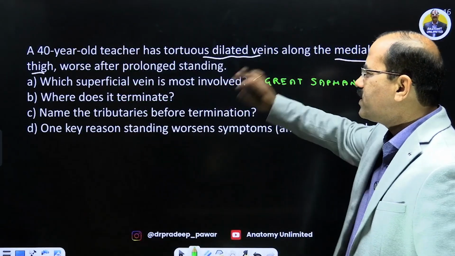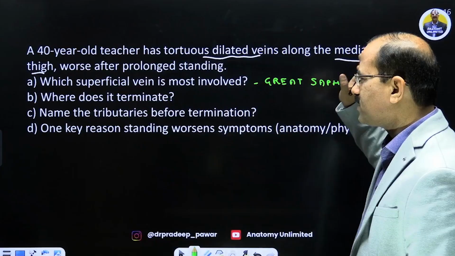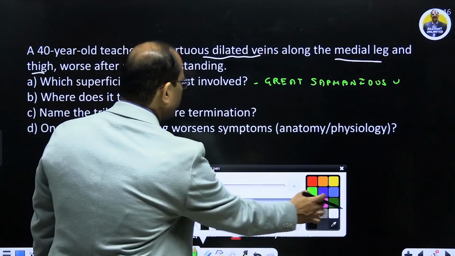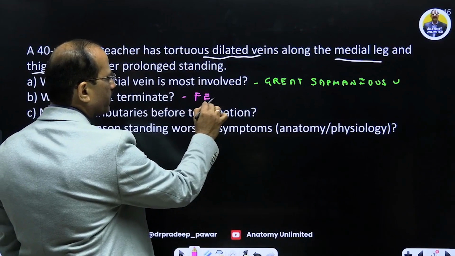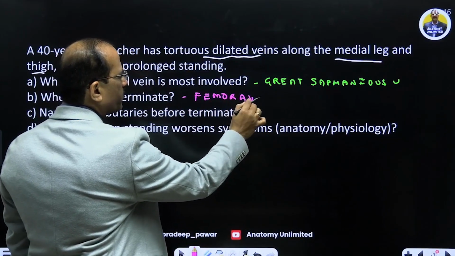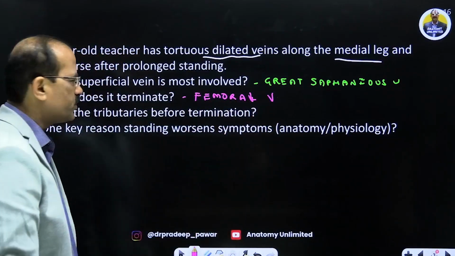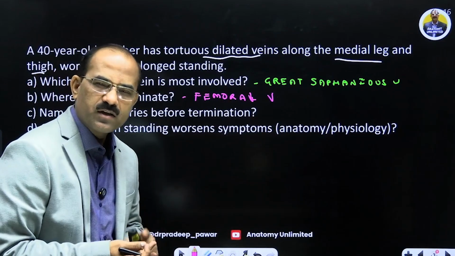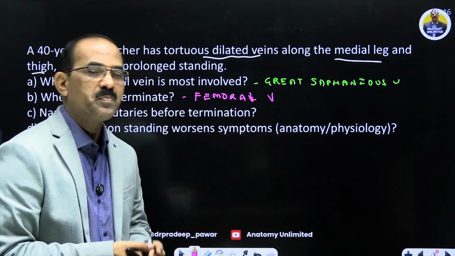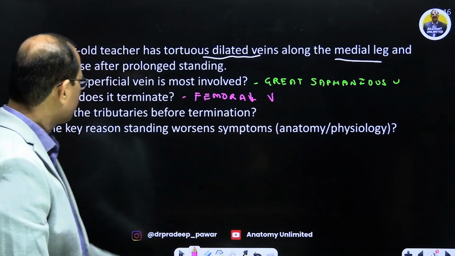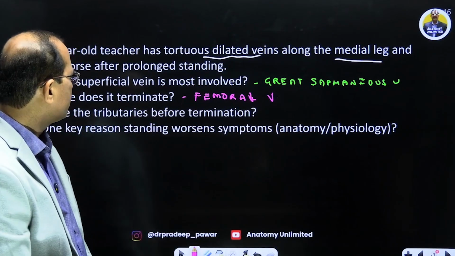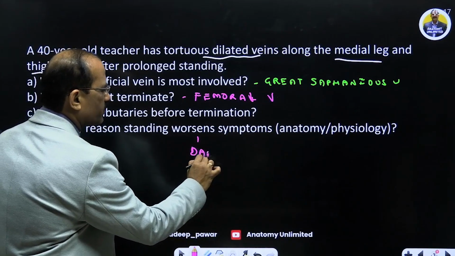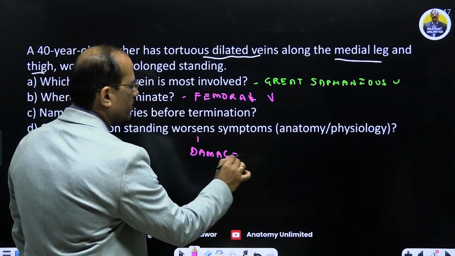Okay. So which superficial vein is mostly involved? Great saphenous vein. Where does it terminate? Yes, come on. Terminate कहाँ पे होता है ये? It terminates in the femoral vein after piercing the cribriform fascia. Name the three tributaries: superficial epigastric, superficial circumflex iliac, superficial external pudendal. ये तीन tributaries है. One key reason standing worsens the symptoms. What is that? Damage to the valves.